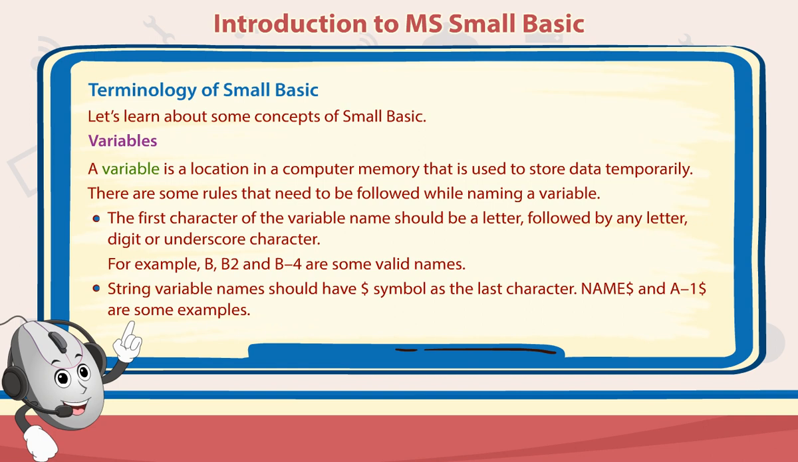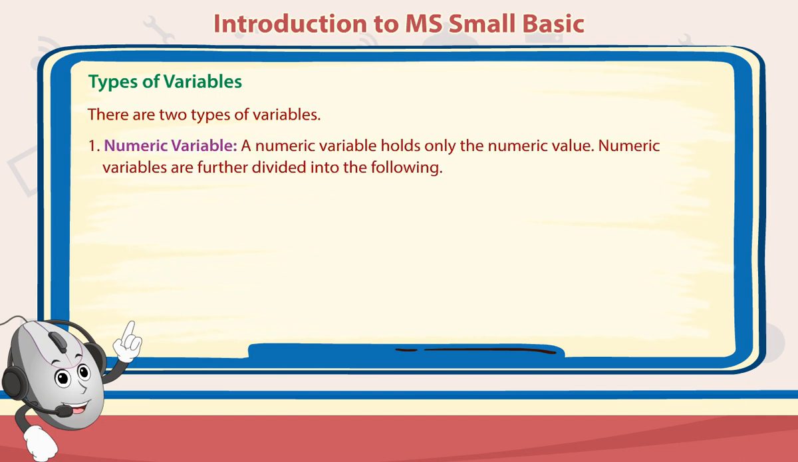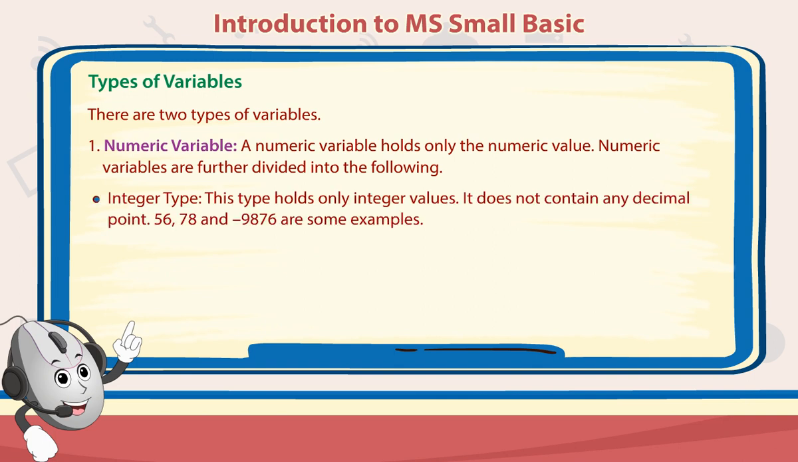Name$ and A$1 are some examples. Types of variable. There are two types of variables. 1. Numeric variable. A numeric variable holds only numeric values. Numeric variables are further divided into the following. Integer type. This type holds only integer values. It does not contain any decimal point.